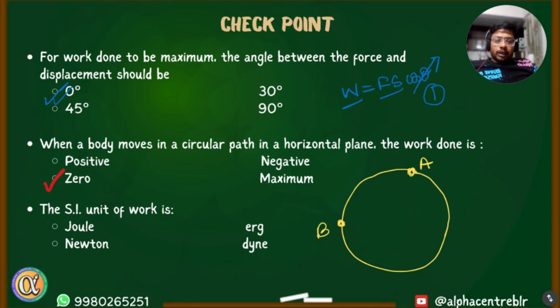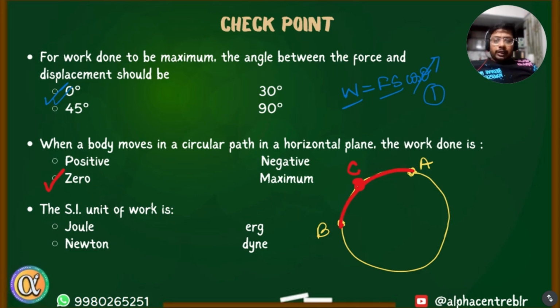The object is moving along the circular path and it has just traveled from A to B. In this journey, is work done zero? I said yes, work done is zero in this journey A to B, or even A to C. But then what is the explanation for that? I said, see, between A and B, there are infinite points. There's not one point, there are infinite points.